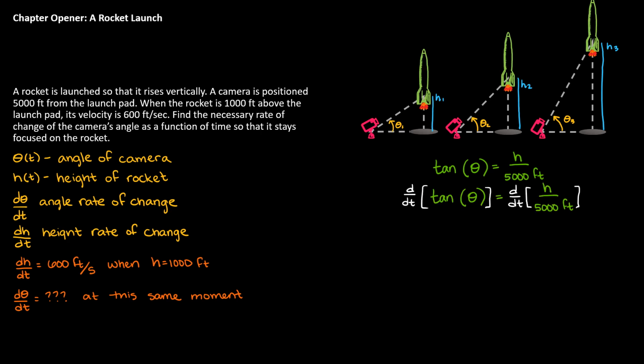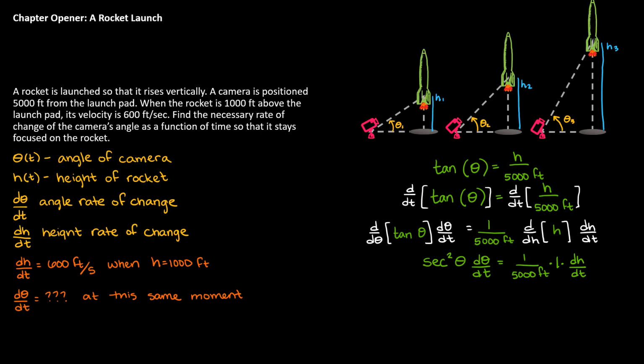Applying implicit differentiation, we see the related rates equation. We have secant squared theta times d theta dt. That's equal to 1 over 5,000 feet times dh dt. So we have the two rates, and we see that they're related by this equation. We want to solve for d theta dt when dh dt is 600 feet per second. Notice that we don't have to plug in the height of the rocket being 1,000 feet here.